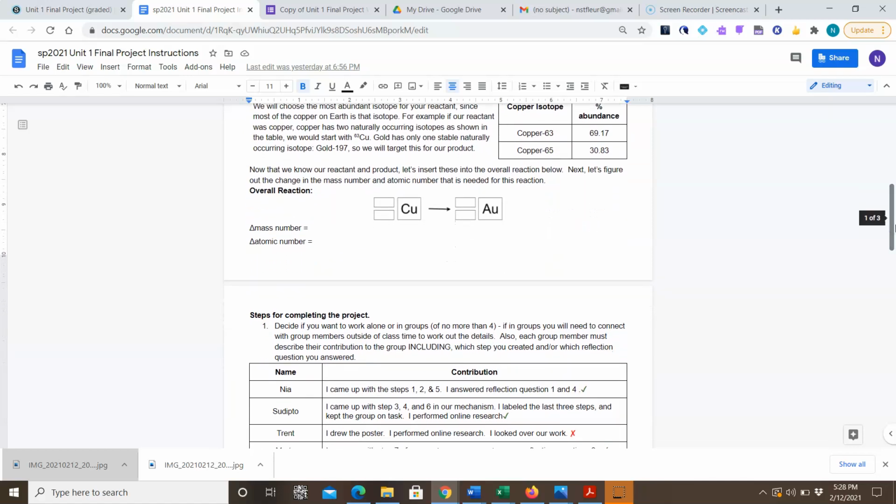And I guess also the flip side of that, if you're doing a fusion reaction, will your product be stable? And that again will be based on your understanding of nuclear stability.